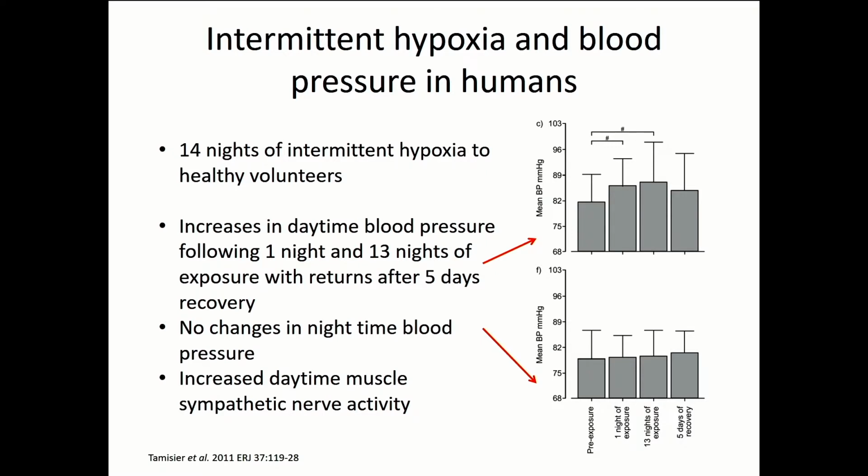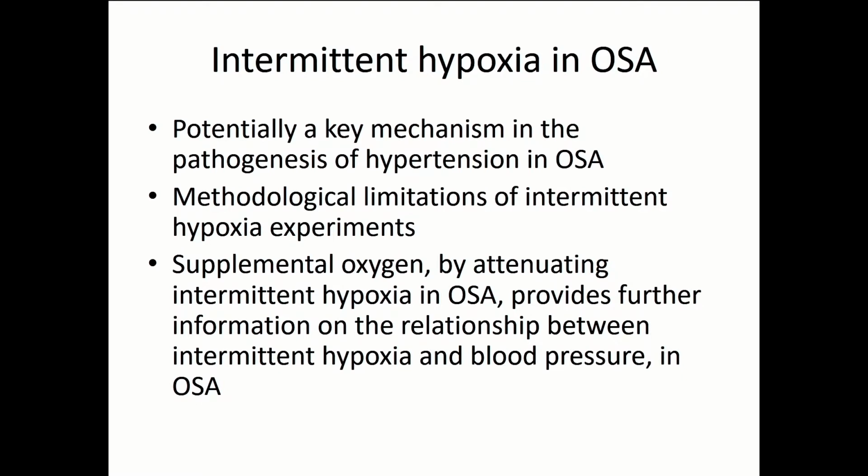So these 2 studies give us an idea that intermittent hypoxia is potentially a key pathophysiological mechanism behind hypertension in OSA. However, there are some limitations behind these studies. They often use quite severe intermittent hypoxia, which does not reflect what we see in our clinical patients with obstructive sleep apnea, and they often don't model the hypercapnia we see during obstructive events.